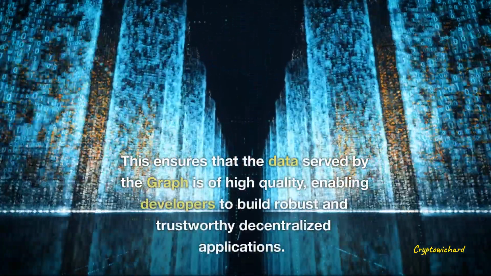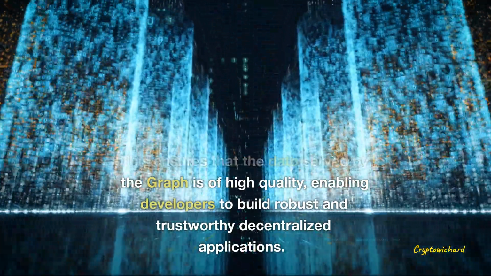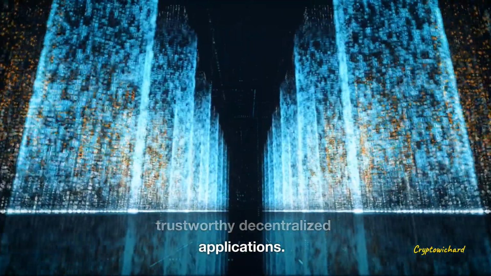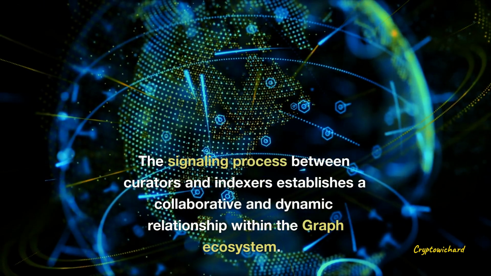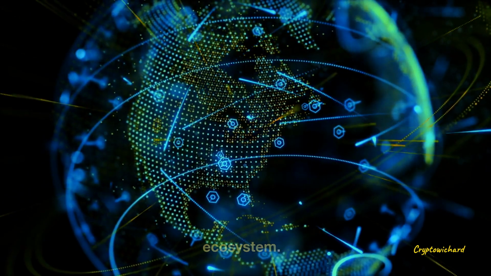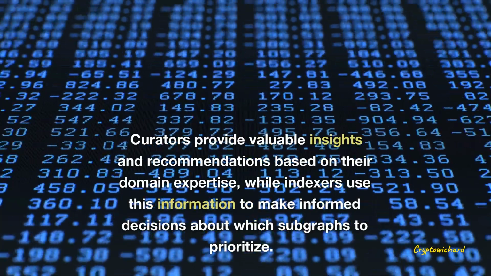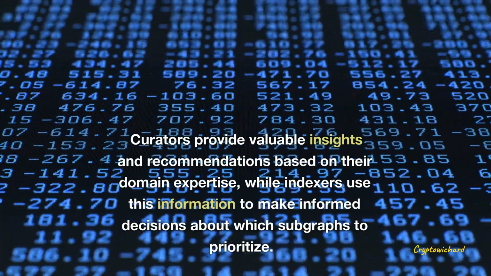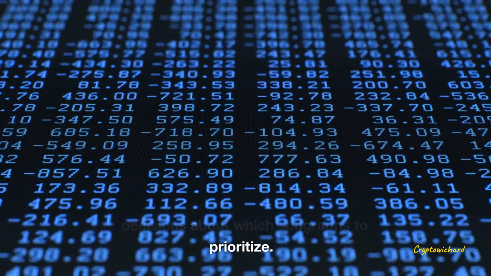This ensures that the data served by the graph is of high quality, enabling developers to build robust and trustworthy decentralized applications. The signaling process between curators and indexers establishes a collaborative and dynamic relationship within the graph ecosystem. Curators provide valuable insights and recommendations based on their domain expertise, while indexers use this information to make informed decisions about which subgraphs to prioritize.